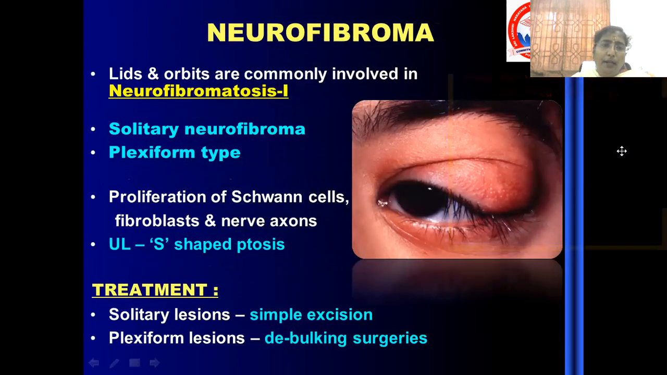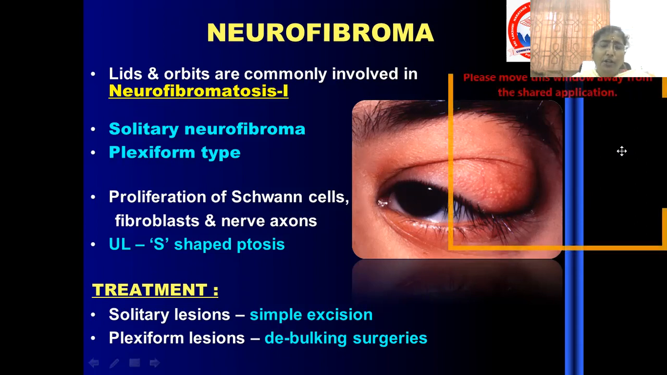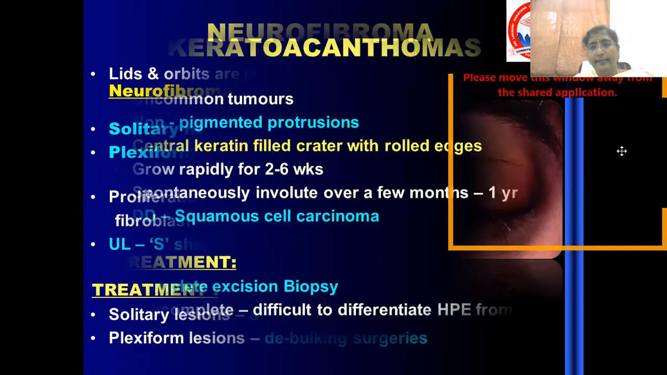And coming to neurofibroma, the lids and orbits are commonly involved in neurofibromatosis 1, solitary neurofibroma and plexiform type. Proliferation of Schwann cells, fibroblasts, and nerve axons are present, and in the upper lid, S-shaped ptosis is common. Treatment involves, for solitary lesions, simple excision, and for plexiform lesions, debulking surgeries.